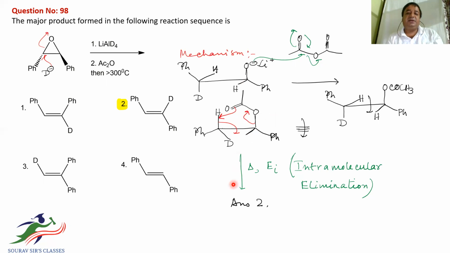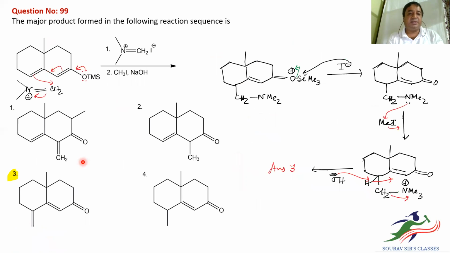So obviously, stereochemically, the answer that we will get will be option 2. For the next question, here we have been given TMS, meaning trimethylsilyl. We have to find the major product formed in the following reaction. Obviously, this is the C with the double bond with N having a plus charge.